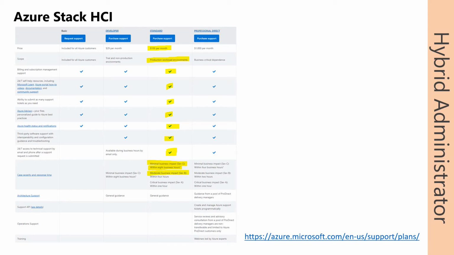Moderate business impact is severity B, within 4 hours. So the reply, or the reaction, will be within 4 hours. Let's imagine you have a cluster, the workloads are running, Azure Stack HCI works, but you want to create new virtual machines and you need them, but they are not business critical. So it's okay when the virtual machine is there tomorrow, but it would be a problem if you never will be able to create this virtual machine. It's a moderate business impact.